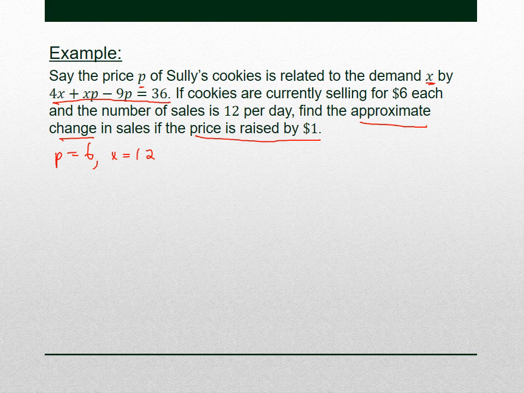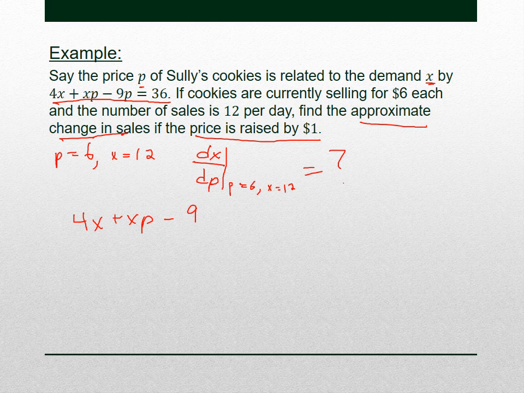So what derivative are we talking about? The change in sales would be the change in x as the price changes, which means the change in x with respect to p. So we're looking for the derivative dx/dp. And then we want to plug in these values: p equals 6 and x is 12. All right, so if we can find that derivative and plug those in, that's the answer we're looking for.